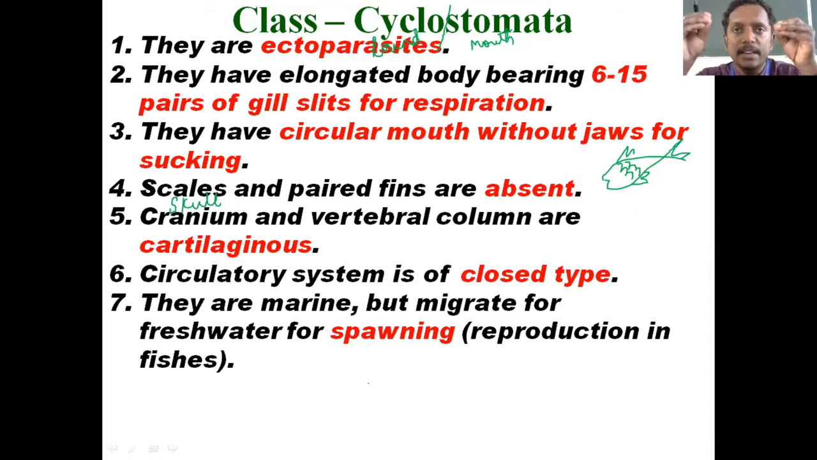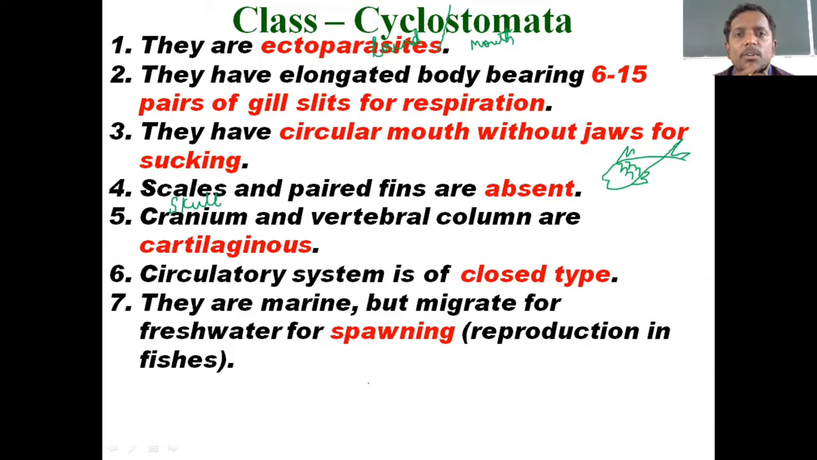Spawning means they're releasing the eggs in the water. The eggs will be visible to the human eye. It's not microscopic. The eggs will be released into the water, and even the sperms will be released into the water, and they fertilize in the water. So this type of fertilization, we can call external fertilization.